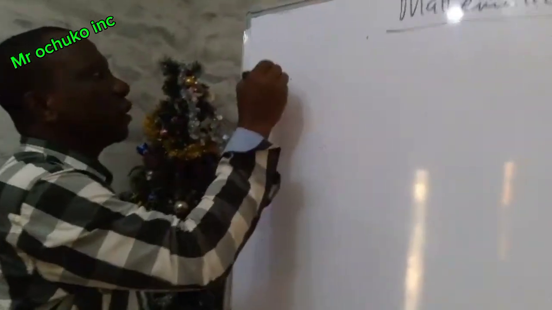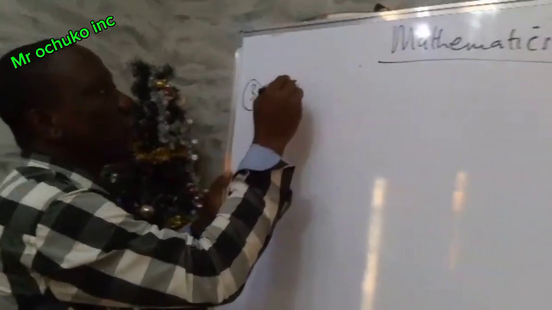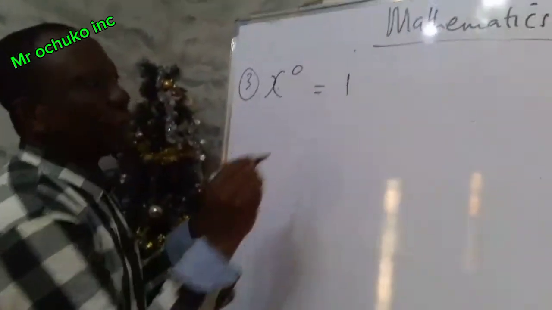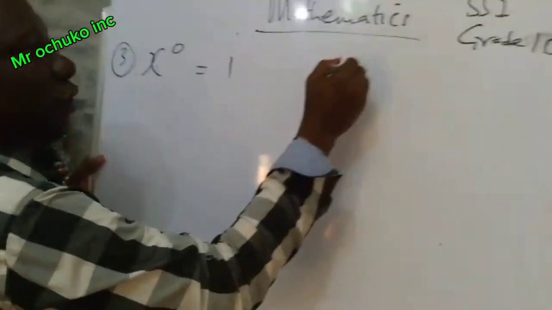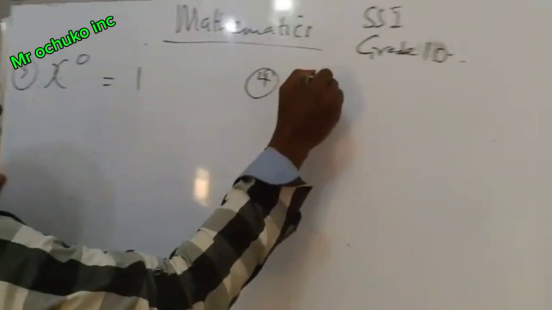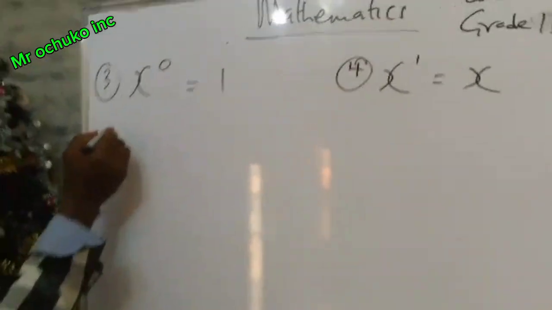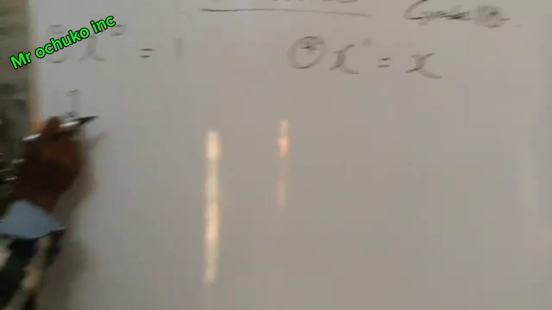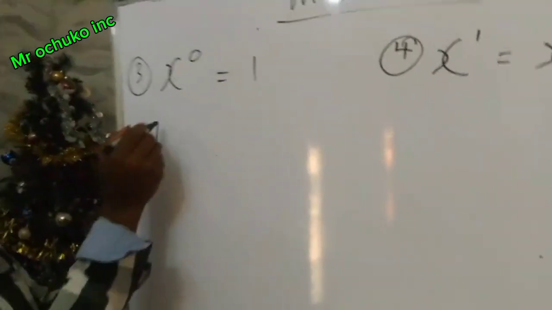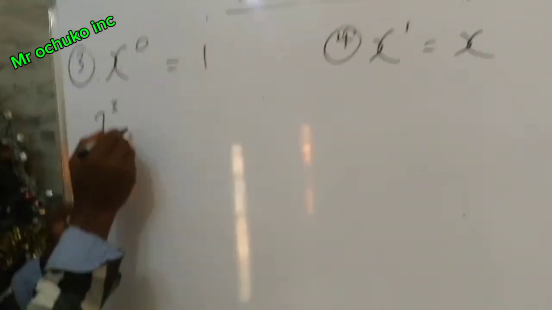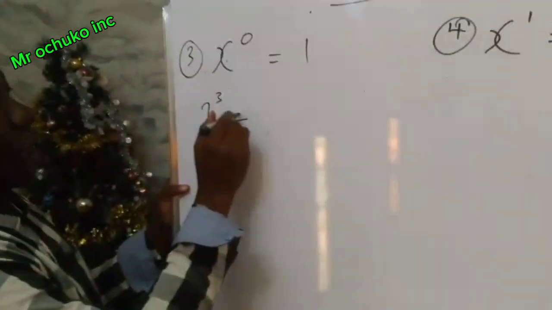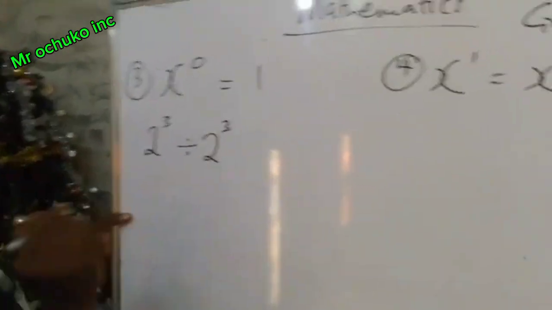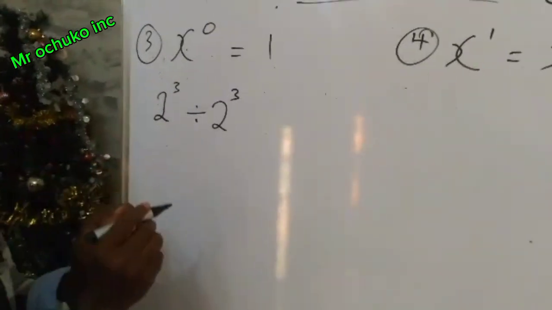Number 3: any number raised to the power of 0 is 1. How do we have something like this? Then another law: any number raised to the power of 1 is that same number. I'm going to use the division law to do this. Let's say 2 raised to the power 3 divided by 2 raised to the power 3.